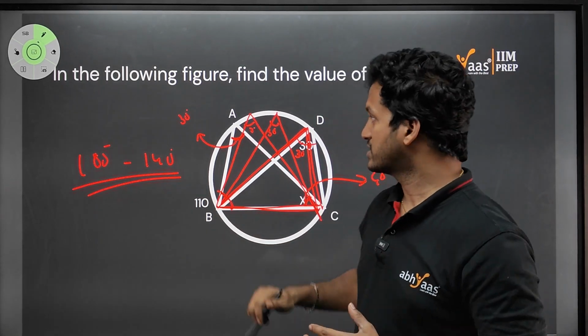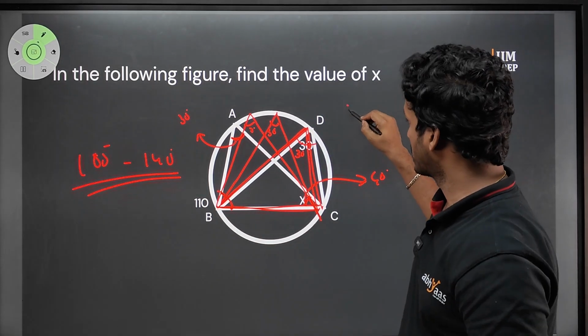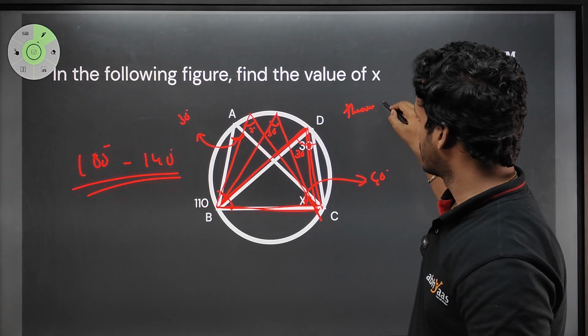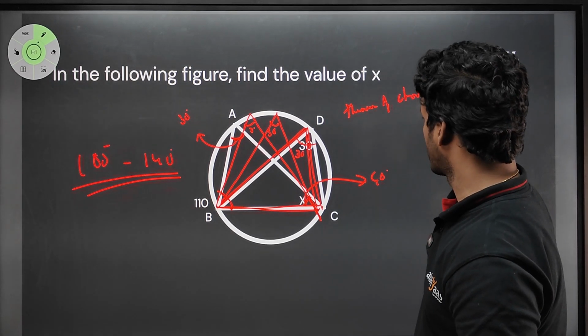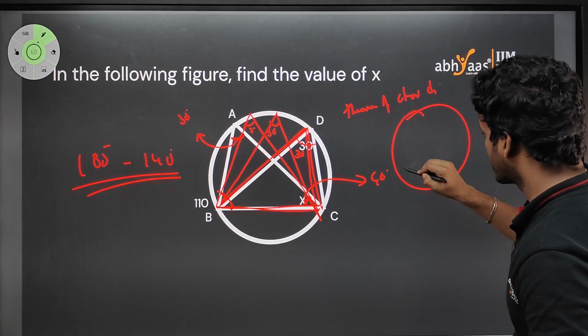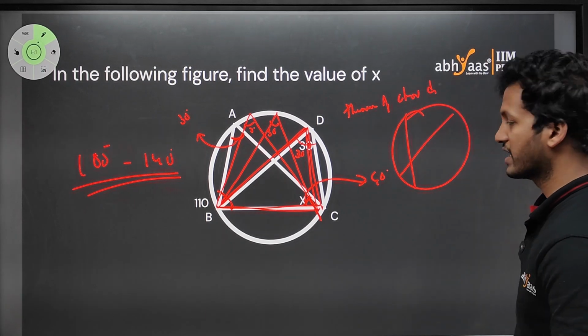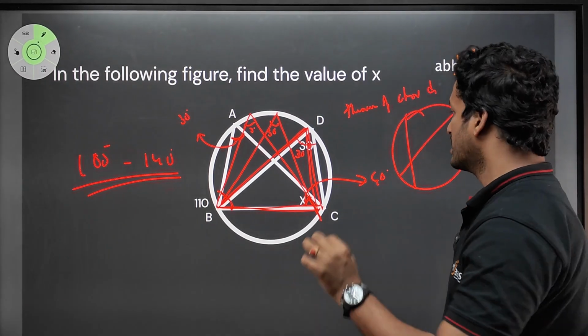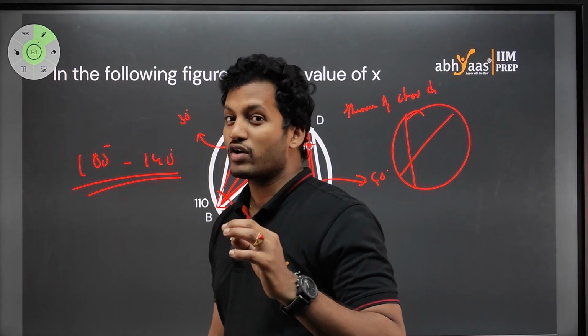And you also have to see the theorem of intersection of chords. If this is a circle, there are two chords intersecting like that. These are chords, not diameters. These are two chords intersecting. Then what will be the property?